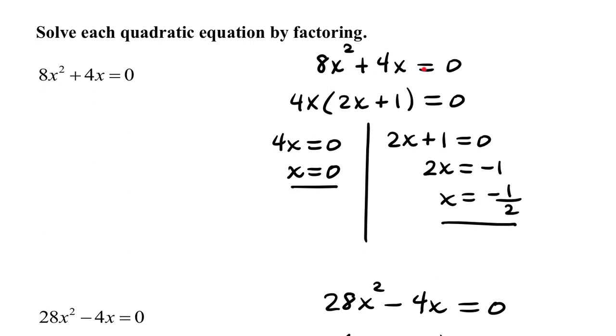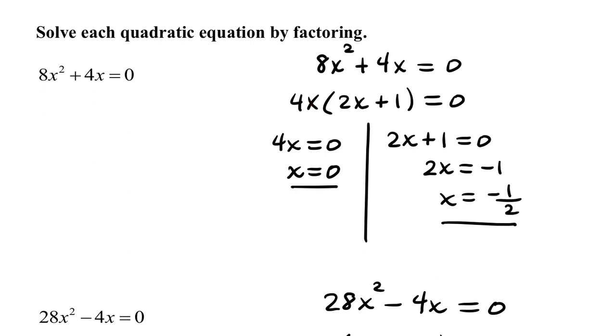8x squared plus 4x equals 0. The fastest way to solve a quadratic equation is by factoring. Both of these terms are divisible by 4, and they both have an x. If there's something in common that your terms have, you could factor it out. Take each original term, divide by 4x, and that will leave you 2x. The second term divided by 4x, 4 divided by 4 is 1. Take away an x, there's no more x's.